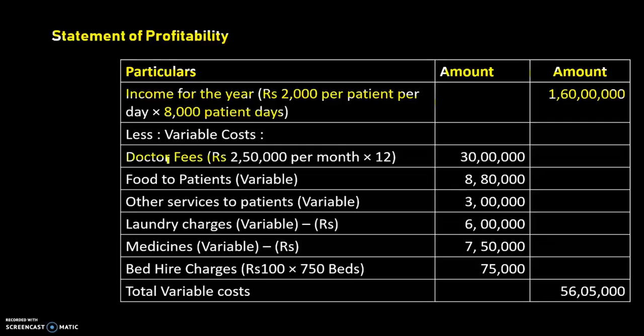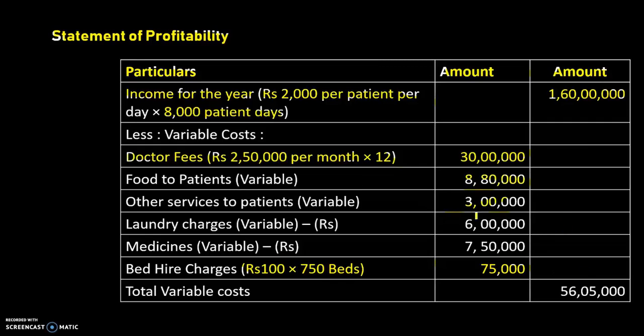Variable cost, the first one is doctor fees, it is 2,50,000 per month into 12 months, it is 30 lakhs. Then food to patients is variable 8,80,000, other services variable 3 lakhs, laundry charges variable 6 lakhs, medicines variable 7,50,000. As far as the bed hire charges, let us not forget that, okay, and it is only for that 150 days. 150 days into 5 is 750 beds. 750 into 100, it is purely variable in nature, 75,000.